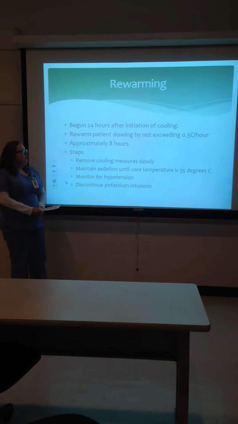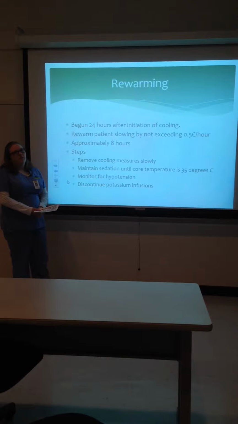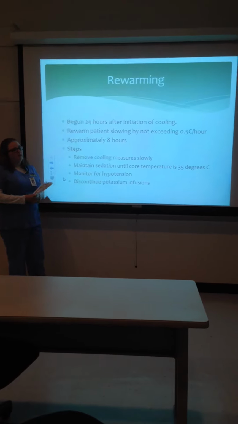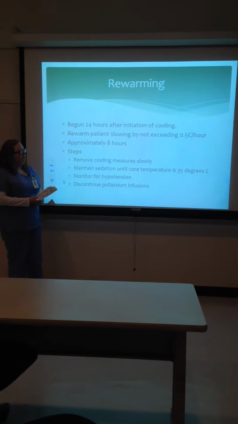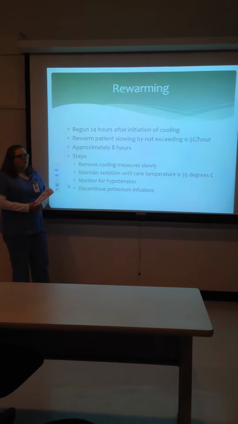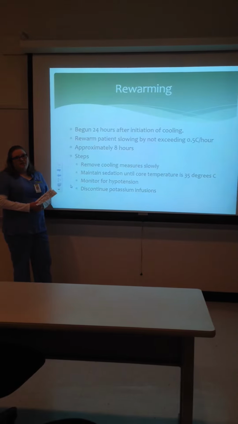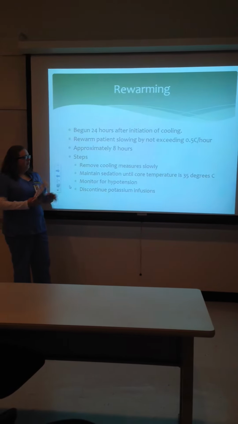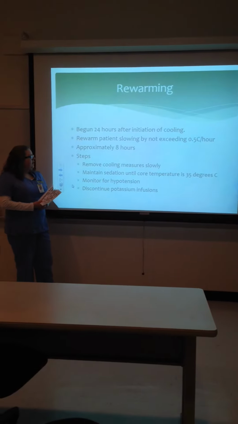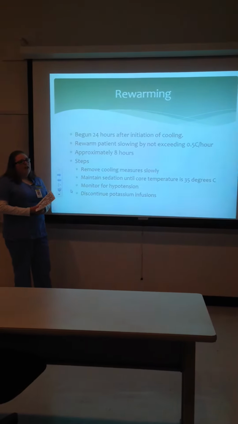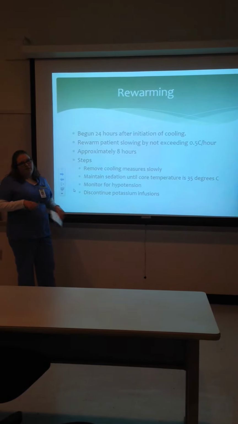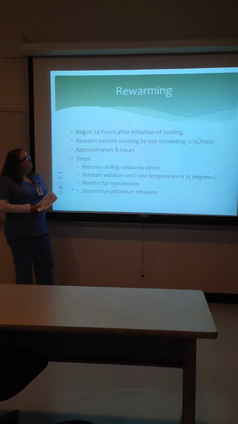To do this, you want to remove the cooling measures very slowly. You don't want to take off too many cooling blankets or take the therapy off completely or stop the infusions completely. You want to do it very slowly. You're also going to maintain the patient's sedation until their core temperature reaches 35 degrees Celsius. It's very important so that they don't shiver and put themselves back into another state of hypothermia. And you're going to monitor them for hypertension, and you're also going to stop any kind of potassium infusions or any kind of electrolyte drips that they have going.